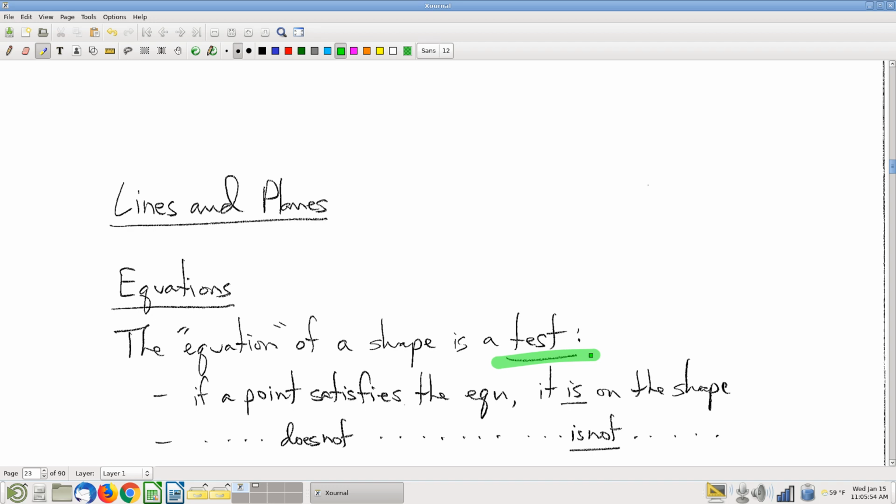Very importantly, it's a test. If you have a point, if it satisfies the test, then it is on the shape. And if it does not satisfy the test, if it fails the test, if it doesn't satisfy the equation, then it's not on the shape. So it's literally a test. And that's a great way to think about it, and I want to encourage everybody, when you hear the phrase equation of a whatever, think in those terms.